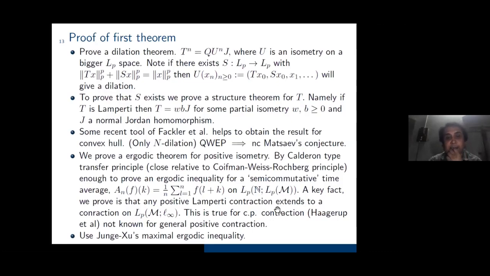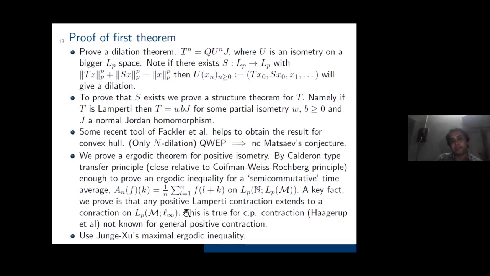And this is done by Junge-Xu, who tells you that you can do this. For a semi-commutative Lp space and if you have a shift on that, then you can use the Junge-Xu ergodic theorem. And the one major step is that we had to show that the positive Lamperti contractions extend to positive contractions on this vector valued non-commutative Lp space.